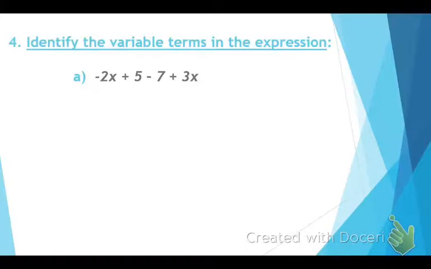Okay, when we are identifying the variable terms, remember a variable term is a term with a variable in it. Repeat after me, variable. Variable. Guys, what's a variable? A number. A letter. Okay, so I am simply finding anything that has a letter. So my variable terms are -2x and 3x.